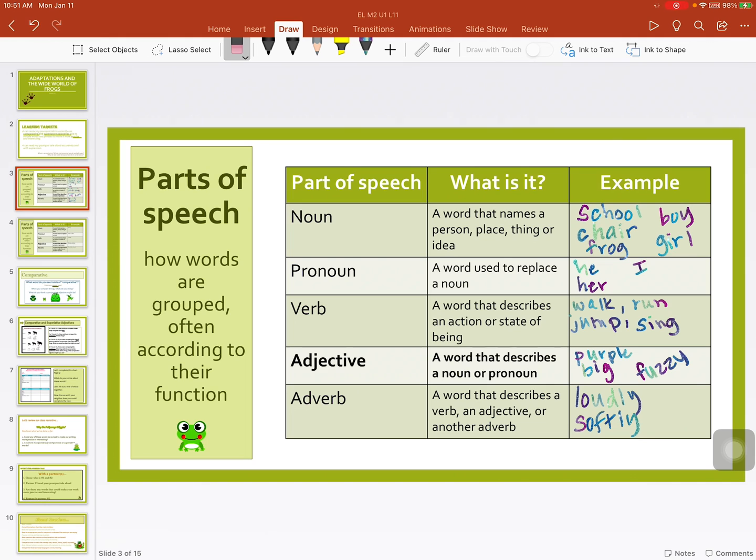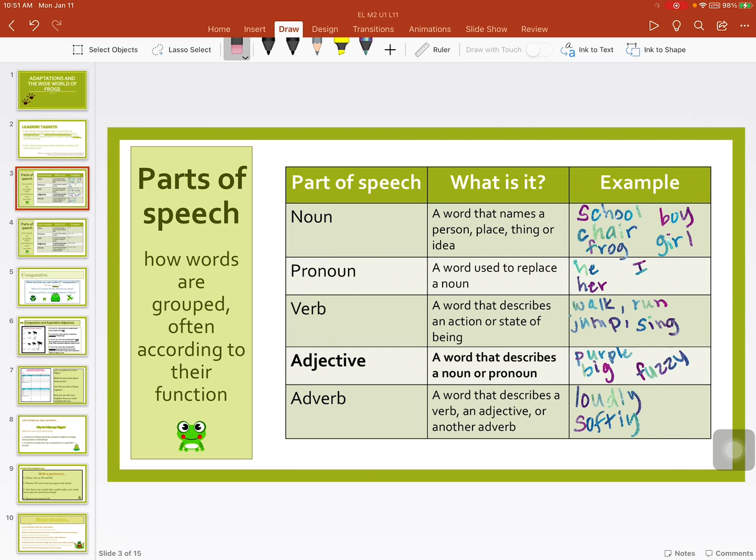Parts of speech. How words are grouped, often according to their function. So let's look at the part of speech noun. What is a noun? It's a word that names a person, place, thing, or idea. And my class gave these examples: school, chair, frog, boy, girl.